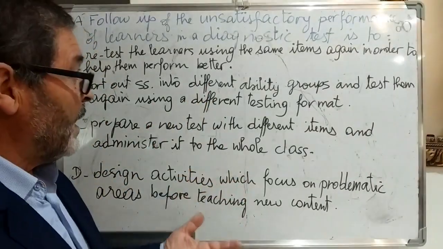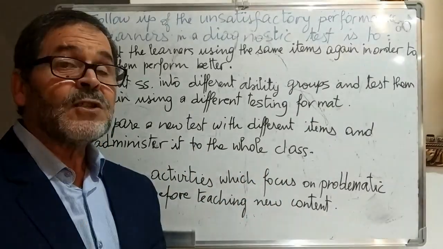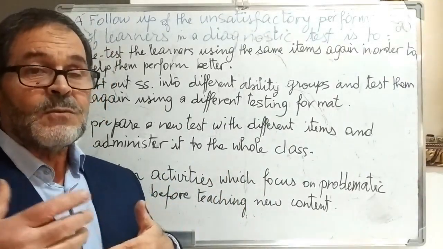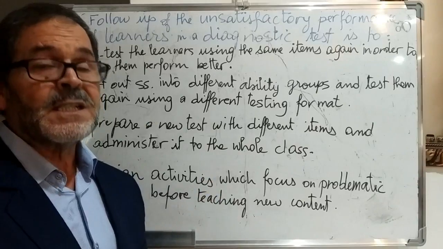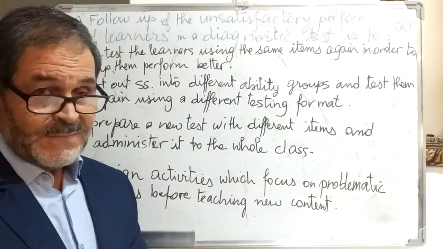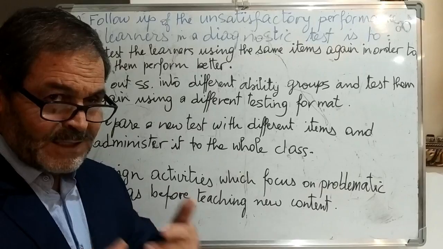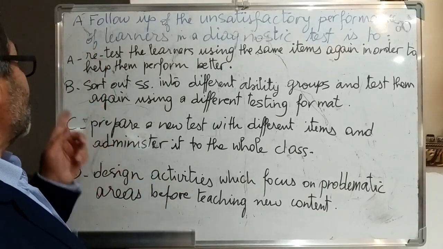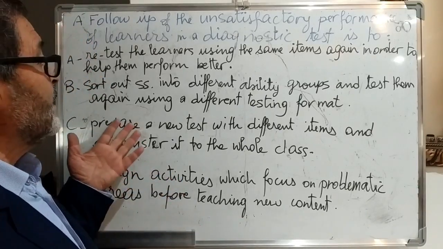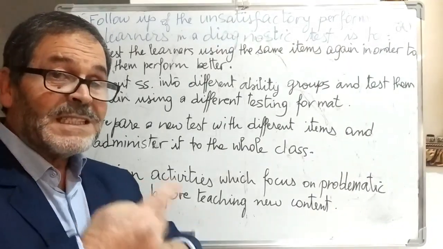So here we have a diagnostic test. What is the purpose of a diagnostic test? It is to know what students know and what they don't know, what is missing from their knowledge and what they need to study. So retest again? We don't retest. So once we read the first sentence, it is false. We don't test it again. So false. B. Sort out students into different ability groups and test them again using different testing formats. It's the same. We don't repeat the test.